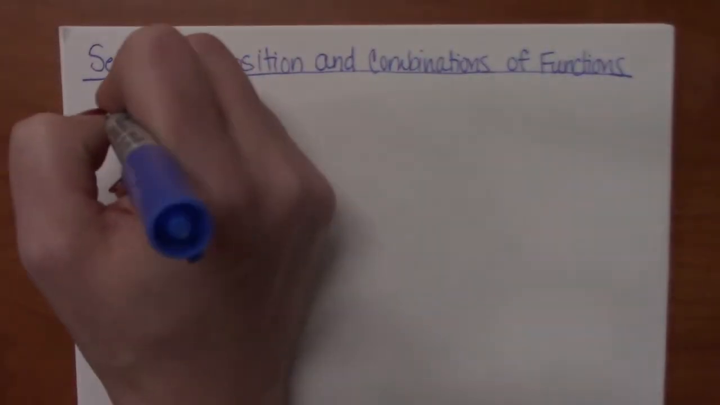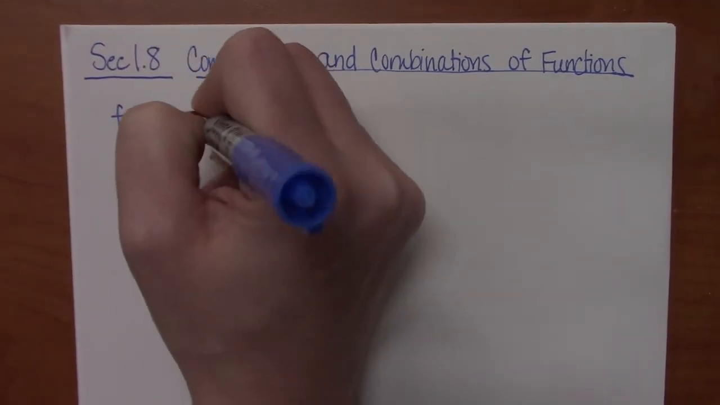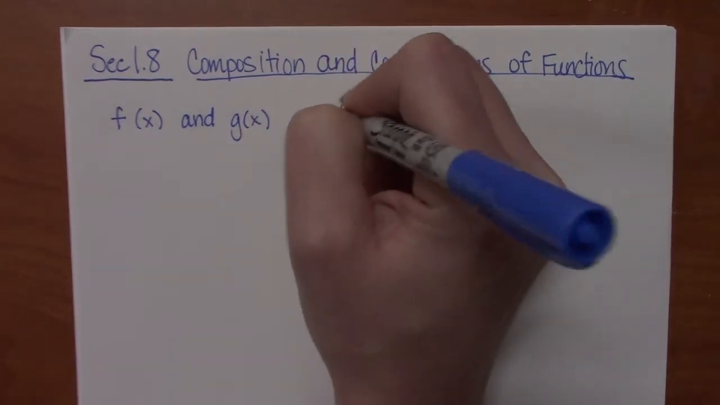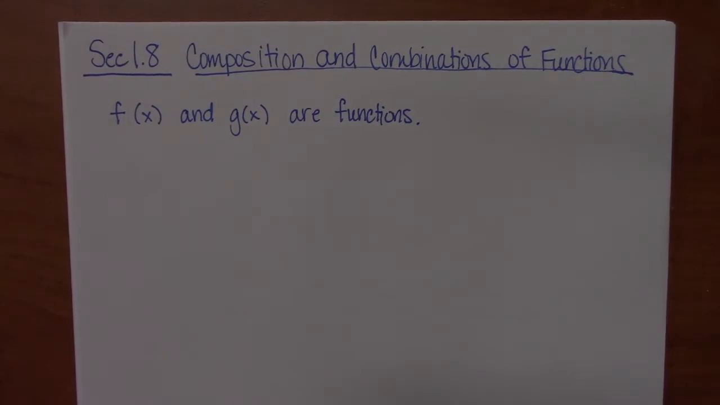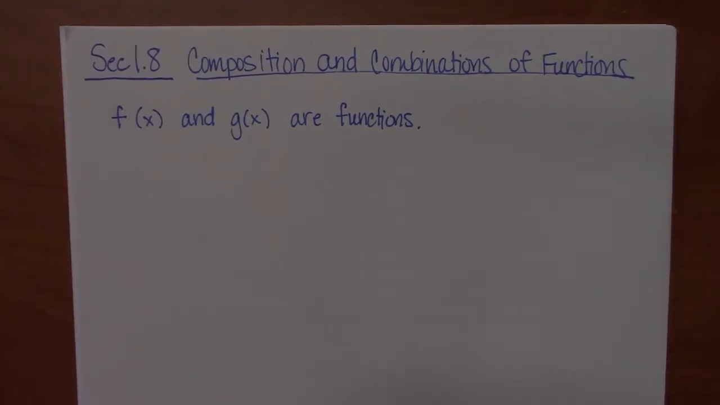So if you have two functions, f of x and g of x, we can do lots of operations to combine those functions together.